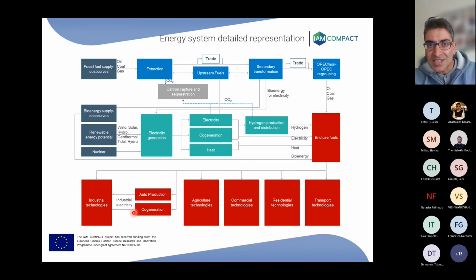We have a detailed energy system representation, which is very similar to GCAM, so I won't dwell on that. Just to repeat, though, that we have these 5 categories of end-use sectors: industry, agriculture, commercial and residential buildings, and transport.